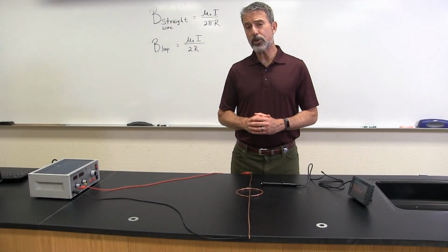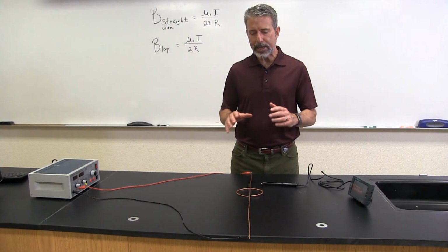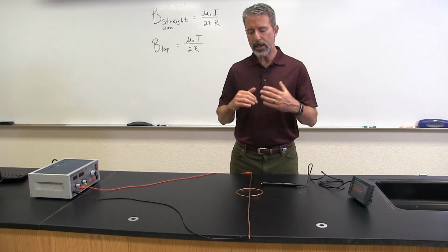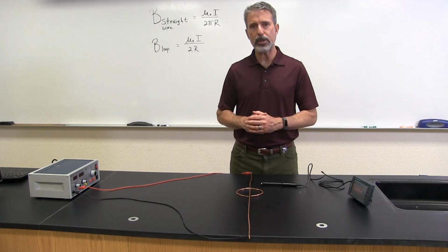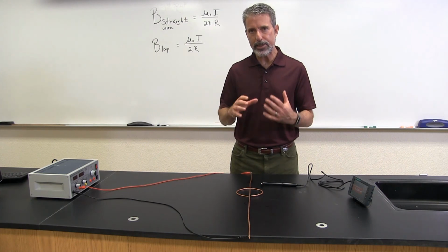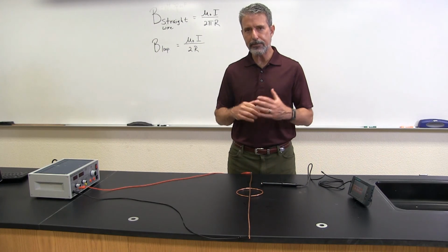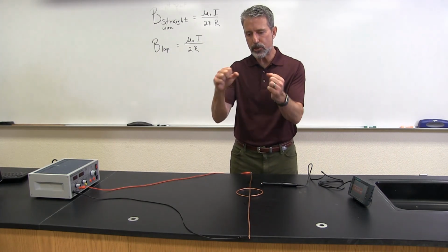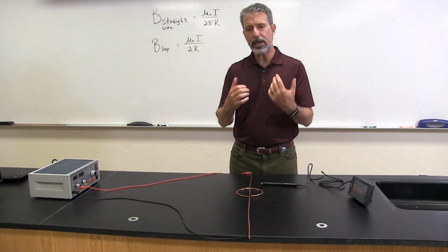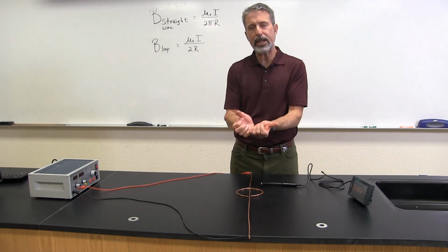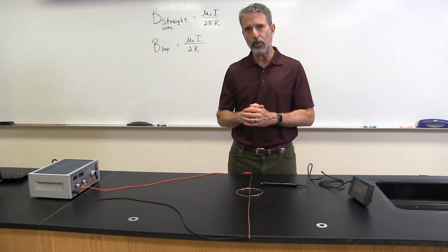In this demonstration, we're going to compare the magnetic field created by a straight current carrying wire to the magnetic field that you would get at the interior, the center of a current carrying loop. Now remember, we said that the effect of taking a straight wire and bending it into a loop, one that carries a current, is to crowd the magnetic field lines in the interior of the loop.